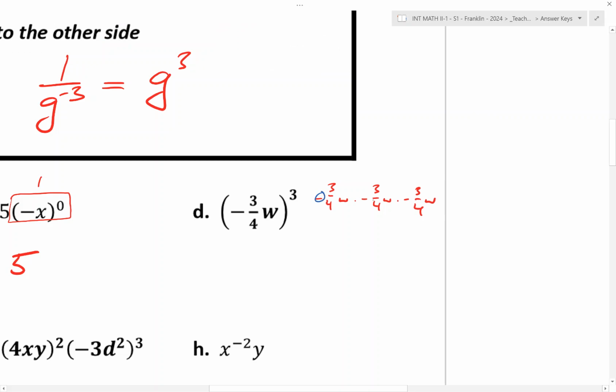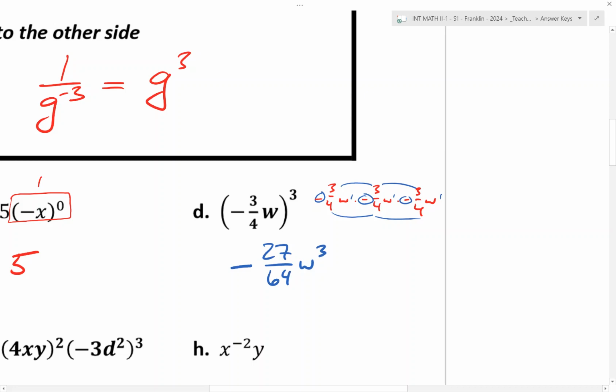So a negative times a negative times a negative, that's a negative. And then to multiply fractions, just multiply straight across. 3 times 3 times 3: 3 times 3 is 9, 9 times 3 is 27. 4 times 4 times 4: 4 times 4 is 16, 16 times 4, that's 64. And now we do the w's. Well, just add them up. You've got 1, 2, 3 w's. That's w to the 3rd.